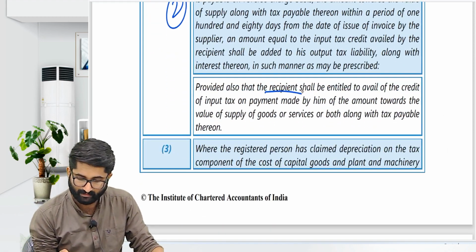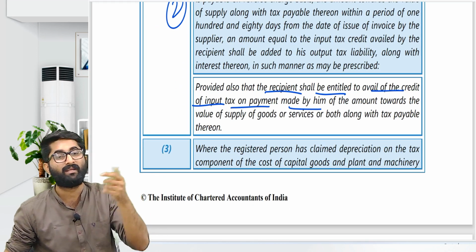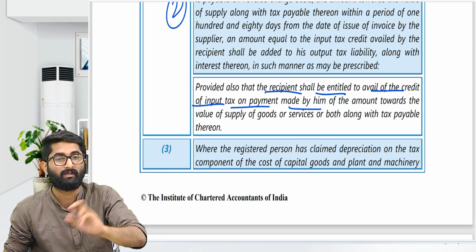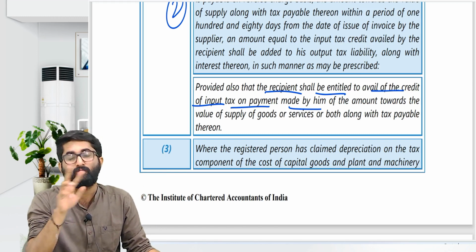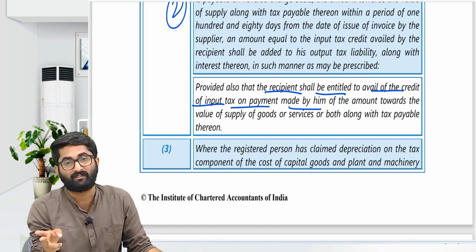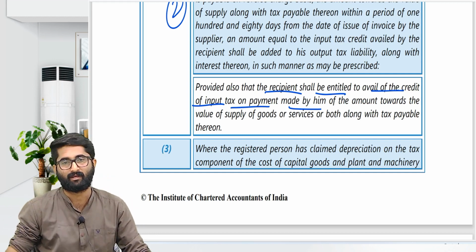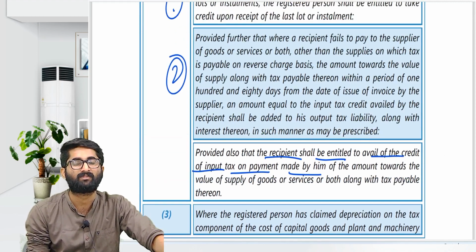Provided also that the recipient shall be entitled to avail the credit of input tax on payment. See, within 180 days you have to pay. If you don't pay, within the next return you have to reverse the ITC, proportionate ITC you have to reverse. What if you pay it after that? After 180 days, if you pay it again, then you can take ITC again. So this is about one of the provisos, section number 16, subsection 2.